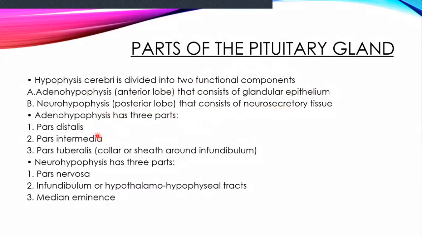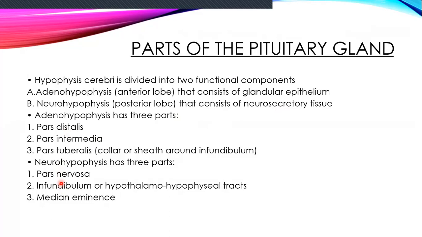Now, adenohypophysis has three parts, namely pars distalis, pars intermedia, and pars tuberalis, with the pars tuberalis forming a sheath around the infundibulum. The infundibulum is part of the neurohypophysis. Neurohypophysis also has three parts: pars nervosa, the infundibulum, and the median eminence.